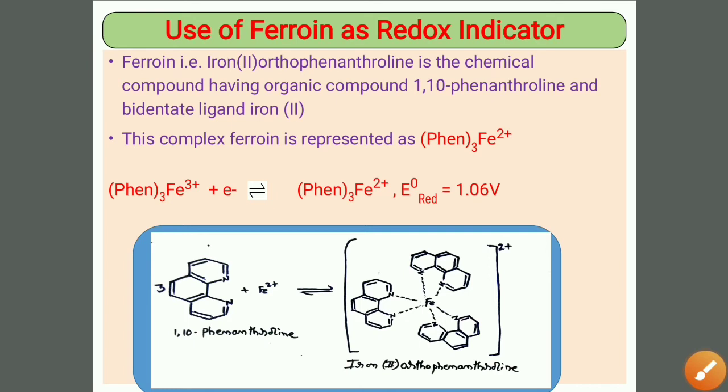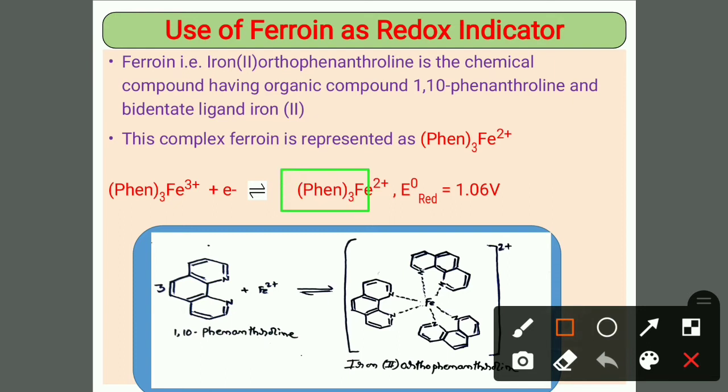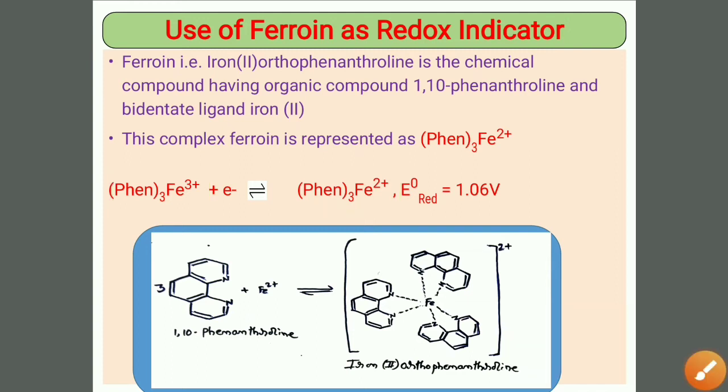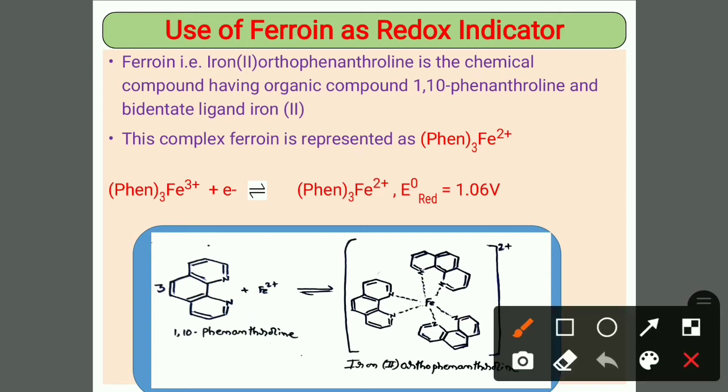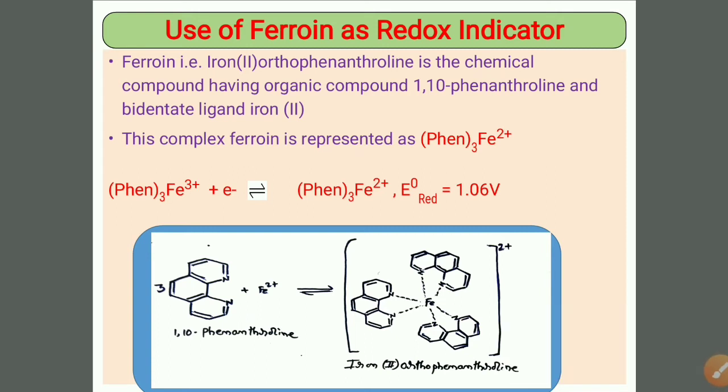The reduced form of the complex is red in color, while the oxidized form of the indicator is pale blue. Now this ferroin indicator can be prepared as shown below, by using Fe2+ ion solution and 1,10-phenanthroline.